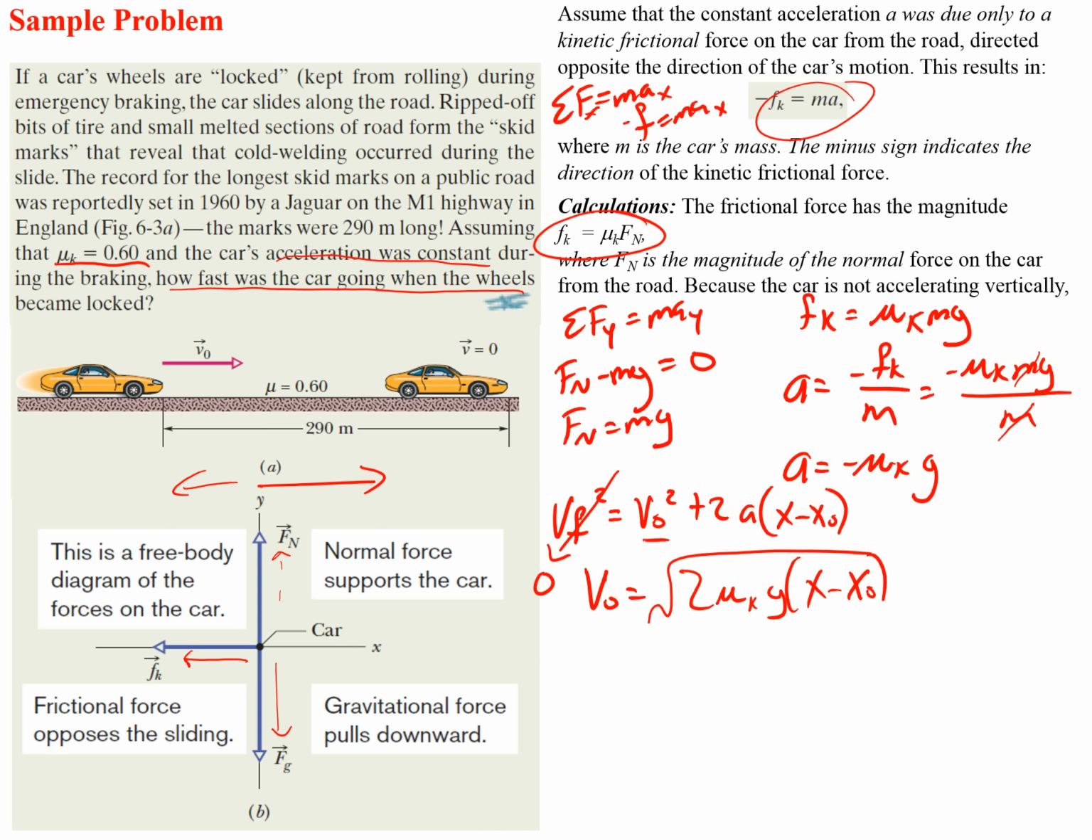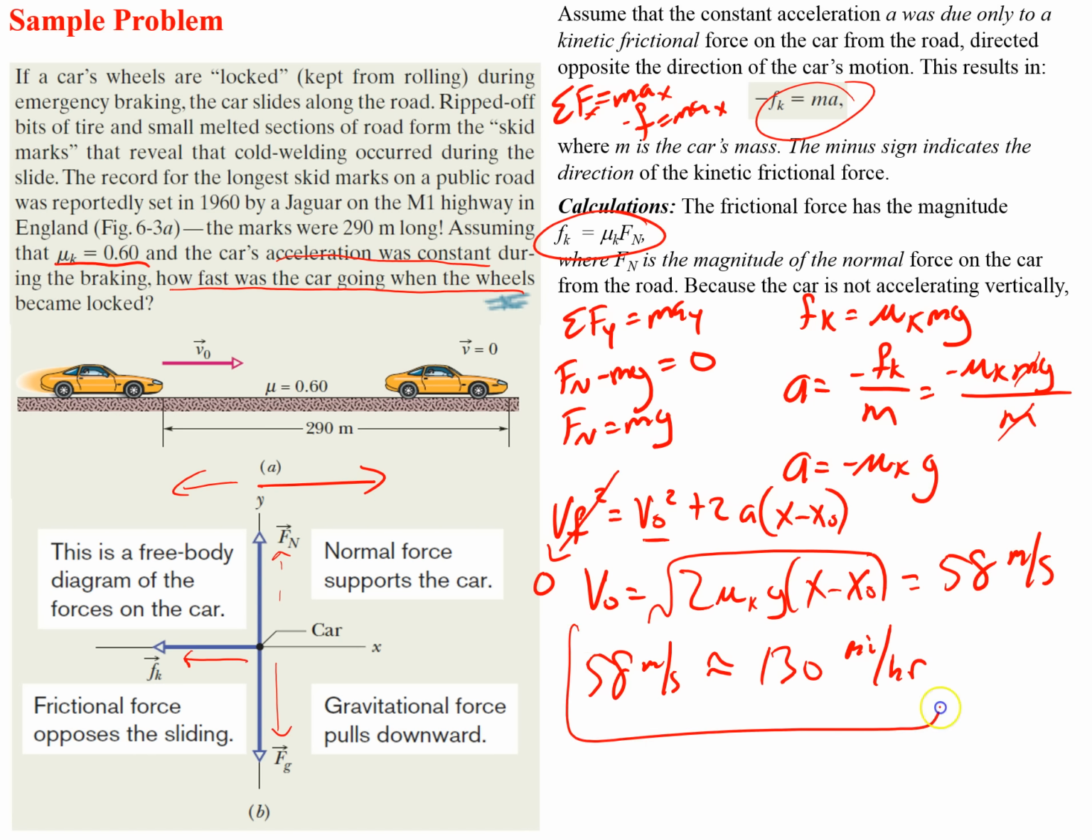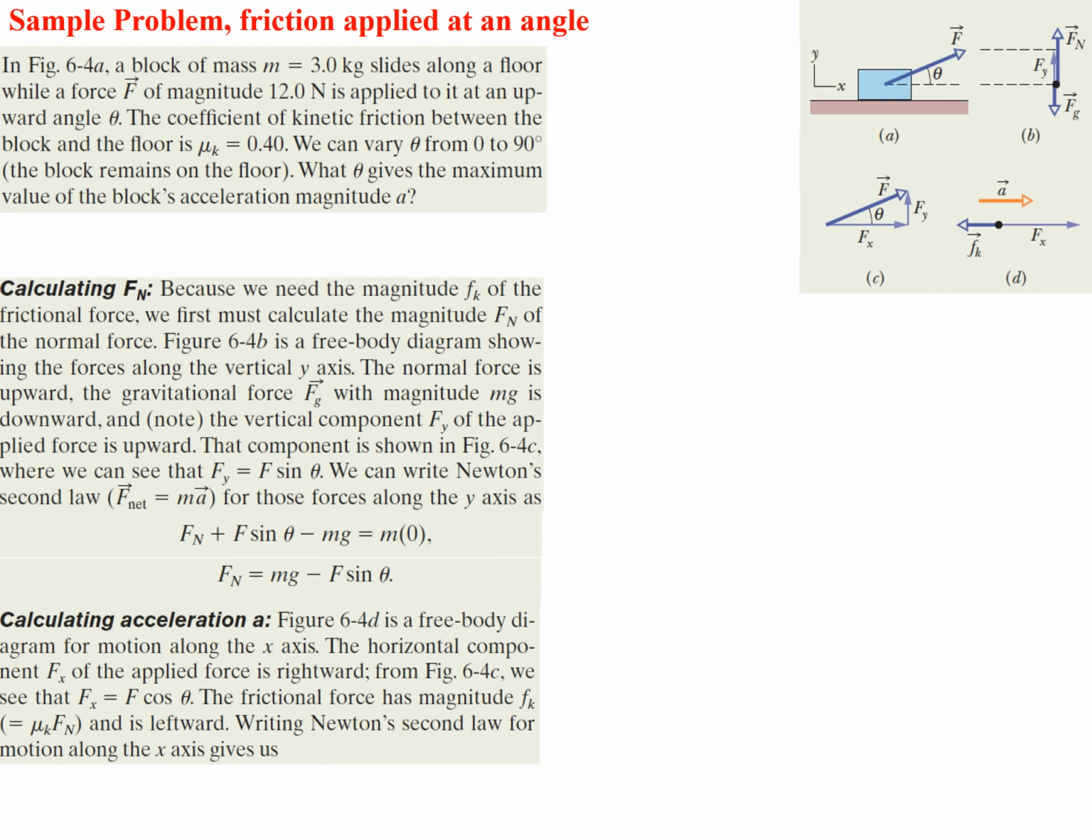Now when I plug in all that I have, like the coefficient of kinetic friction, multiply that by gravity, and then multiply that by the distance, I get 58 meters a second. 58 meters a second is approximately 130 miles an hour, just for your reference. So there we have our answer for the initial velocity. All right, moving on.